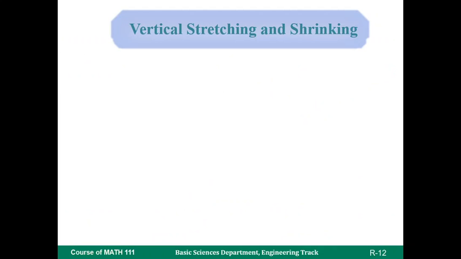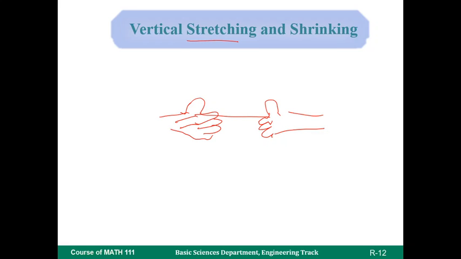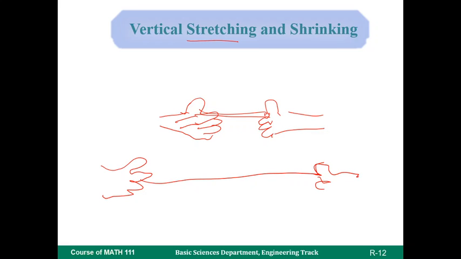Now vertical stretching and shrinking. Stretch means you pull: you take one thing with your hand, and then you pull this here. My drawing is not good, so take this one and then you pull. So then it becomes like this. So this is stretching.